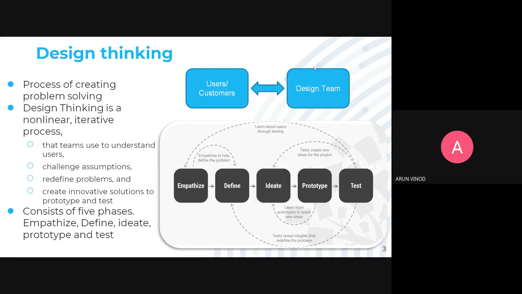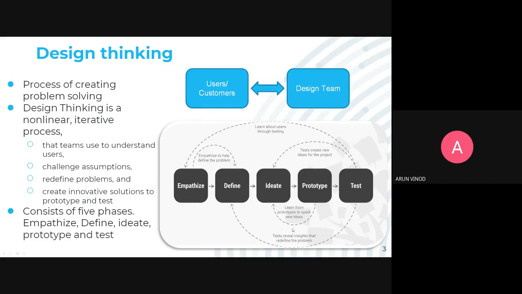Design thinking is a non-linear iterative process. Why is it non-linear and iterative? You can see the 5 phases: empathize, define, ideate, prototype, and test. Say you empathize, and then you define the problem. Sometimes the problem defined is not clear. So what you will do is come back to empathize, identify the problem, and then define it again.